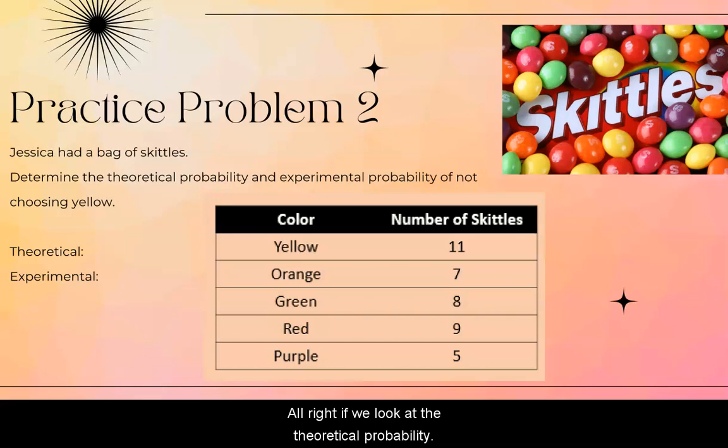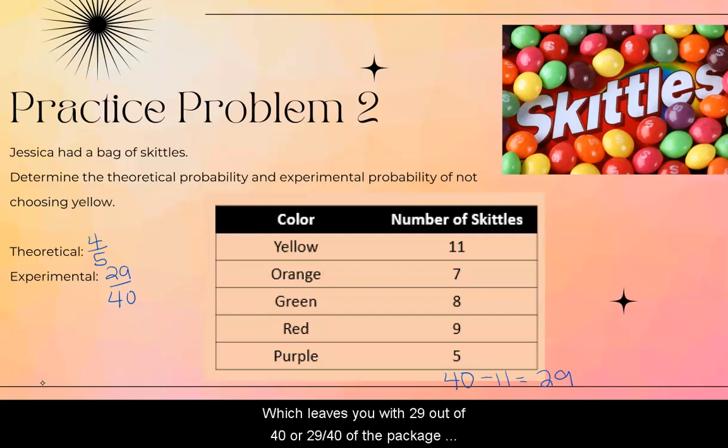All right, if we look at the theoretical probability, this would be 4 out of 5, or 4/5. For the experimental probability, you should have added up the total number of Skittles, which is 40 Skittles, and then taken out the number of yellow Skittles, which leaves you with 29 out of 40, or 29/40 of the package that are not yellow.